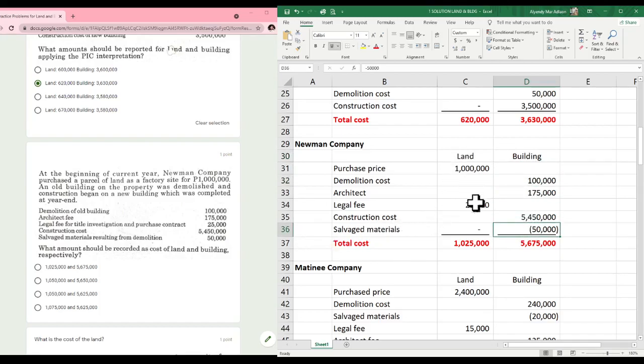So for the total cost, we have the land of 1,025,000 and the building of 1,675,000, and that is letter A.